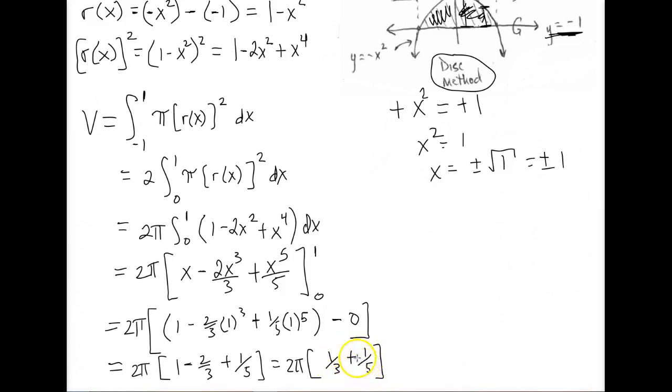And 1/3 plus 1/5, we could kind of do 1 times 5 is 5, plus 1 times 3 is 3. So it'd be 5 plus 3, all that divided by 3 times 5 is 15. So then from there, we have 2 pi, and this is 8 over 15. So our final result here ends up being 16 pi over 15. And of course, this will be in cubic units.